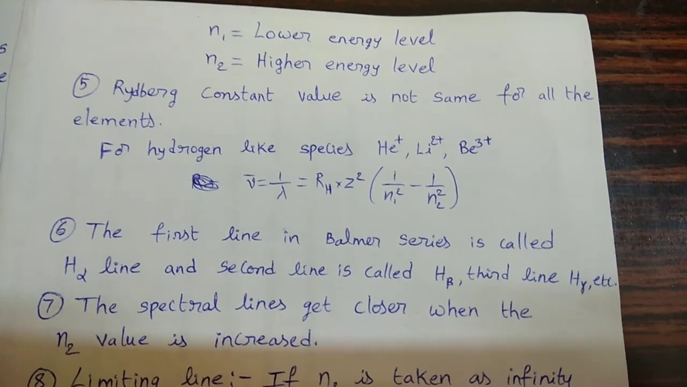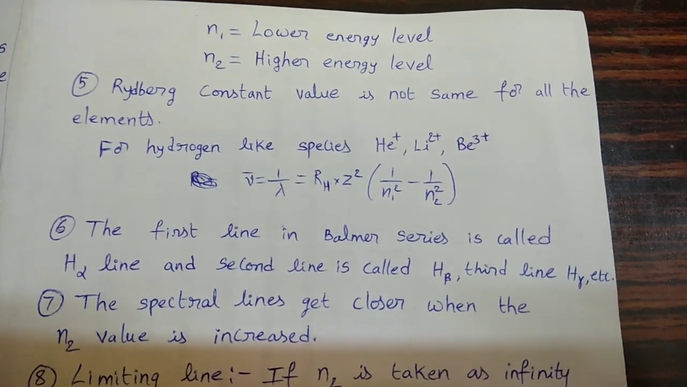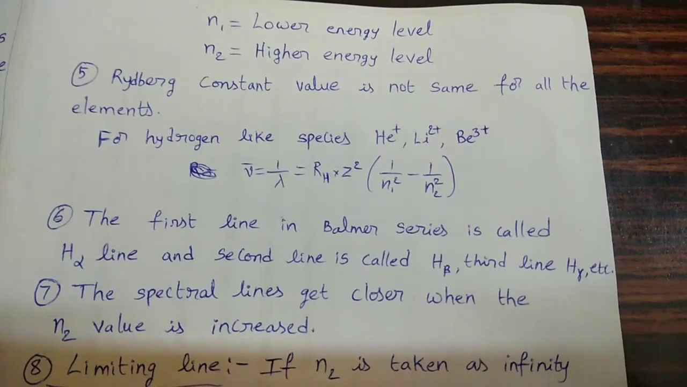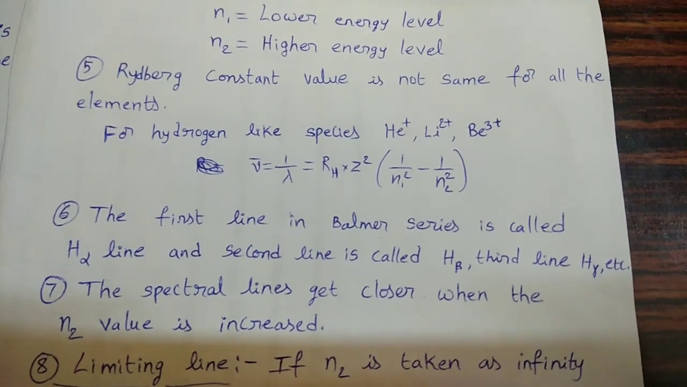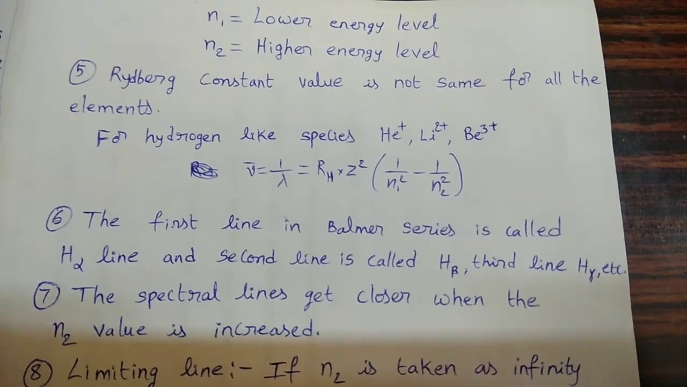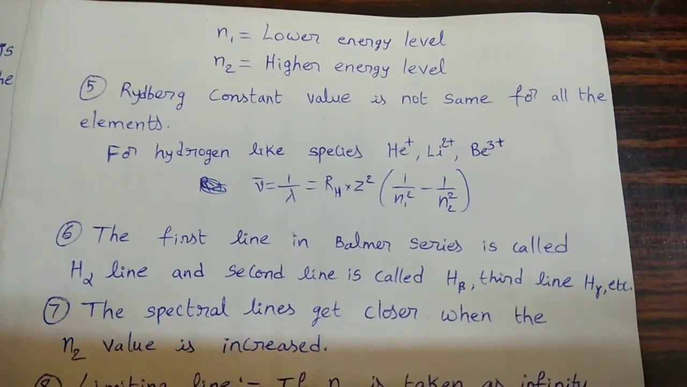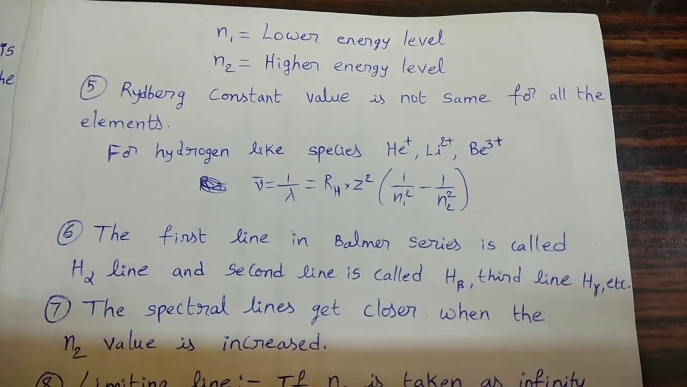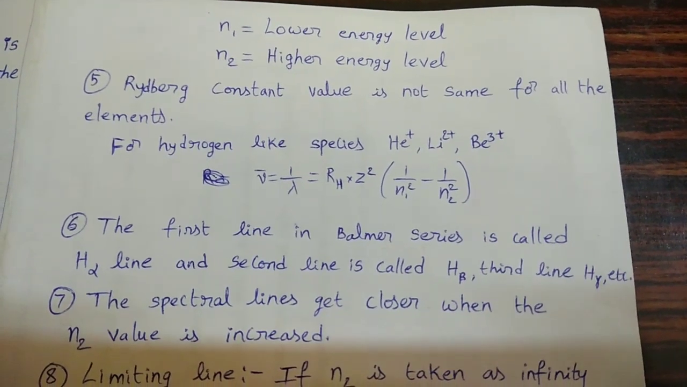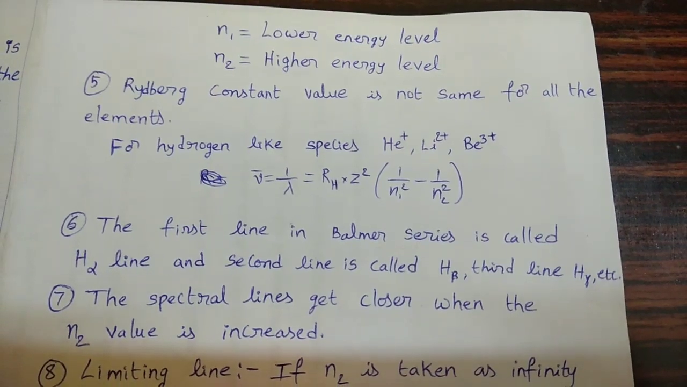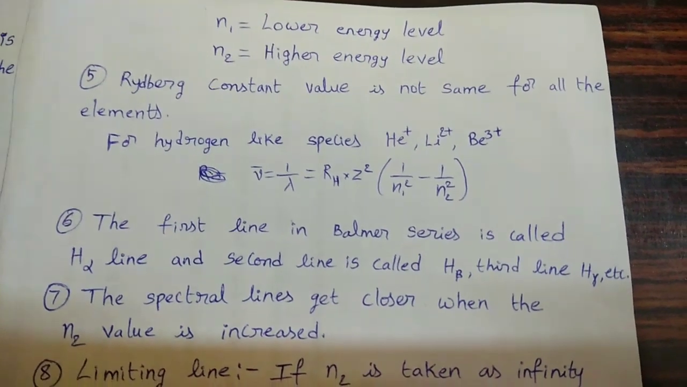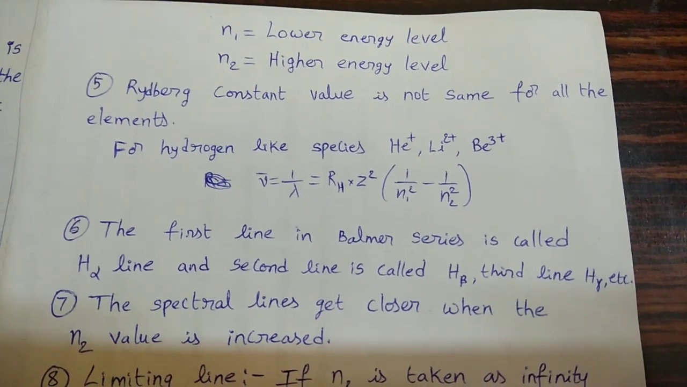In last class, we completed some of the points related to hydrogen spectrum. Now see the remaining. The first line in Balmer series is called H alpha line, second line H beta, third line H gamma and H delta, etc. Say this Balmer series means N1 equal to 2, N2 equal to any higher energy level. That means electron jumps from any higher energy level to second orbit. Then we can get spectral lines. Those are called Balmer series.